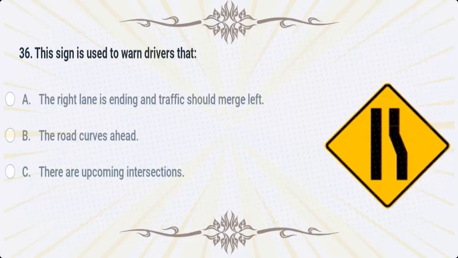This sign is used to warn drivers that A. The right lane is ending and traffic should merge left. B. The road curves ahead. C. There are upcoming intersections. A. The right lane is ending and traffic should merge left. Warning signs are usually yellow with black markings. They alert you to conditions that are immediately ahead. This sign warns drivers that the number of lanes is reduced ahead and that traffic should merge left.